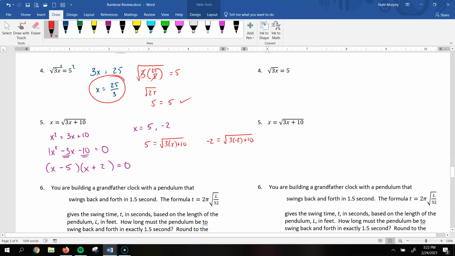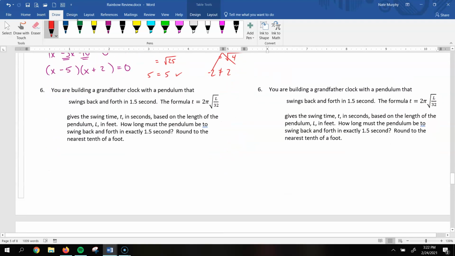So for the first one, if I simplify under the radical, 3 times 5 is 15, plus 10 is 25. So I get the square root of 25, which sure enough, that's 5. So that one checks, so I know 5 is a solution. Let's try -2. So let's do the under the radical. 3 times -2 is -6. -6 plus 10 is 4. And now we can see that the square root of 4 is 2, but that does not equal -2. So -2 is an extraneous solution.